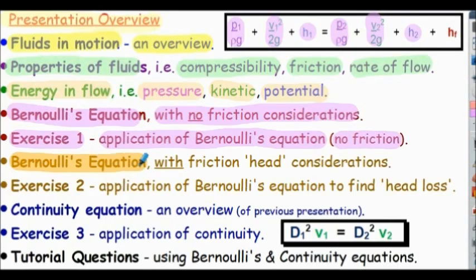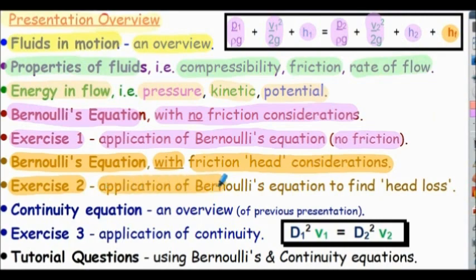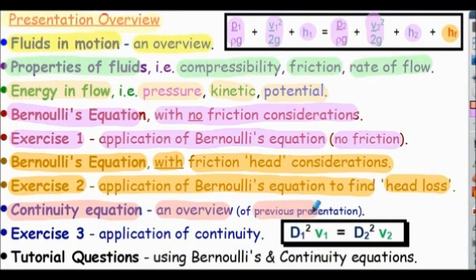Next, Bernoulli's equation, this time with friction head considerations. So we add this friction head term into the equation. And exercise 2 is an application of Bernoulli's equation to find, in this particular exercise, the head loss. We then have the continuity equation. This is essentially an overview of the previous presentation, which is strongly encouraged you view before reviewing this presentation.